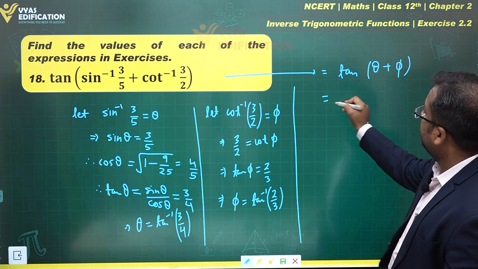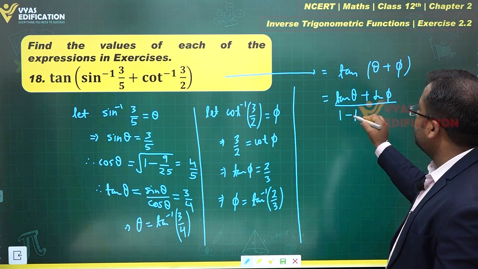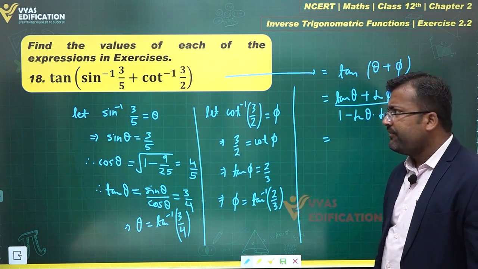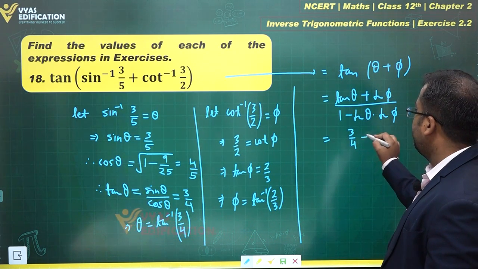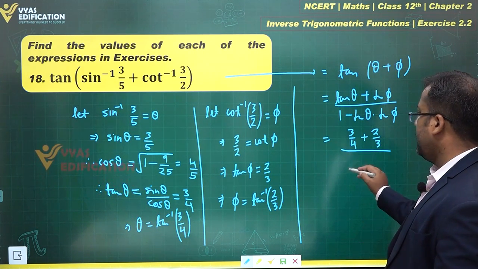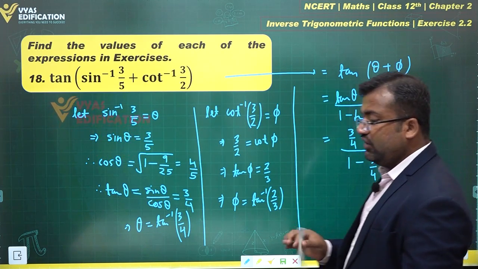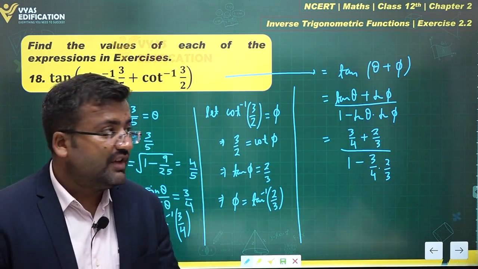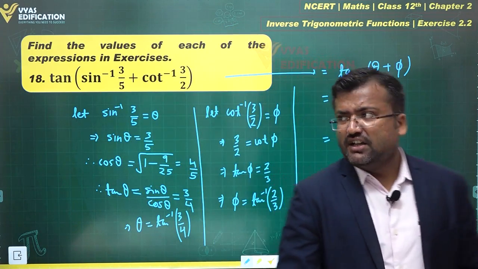Or I can apply this in terms of tan theta plus tan phi over 1 minus tan theta times tan phi. Can I do this? Yes, I can do this. This becomes tan theta, which is 3 by 4, plus tan phi, which is 2 by 3, over 1 minus 3 by 4 into 2 by 3. Although there is an important step which I have missed over here. What's that important step? From the point of view of NCERT, there is no issue. It is perfectly okay.